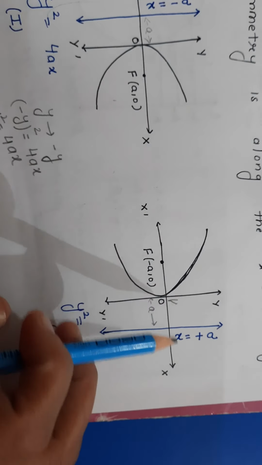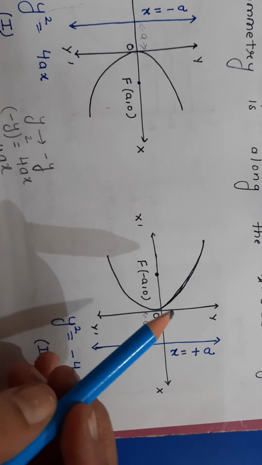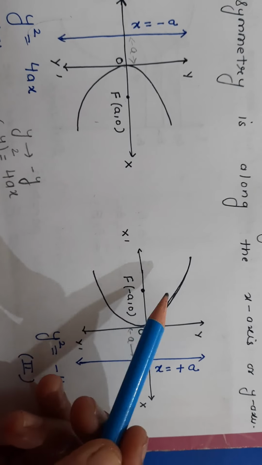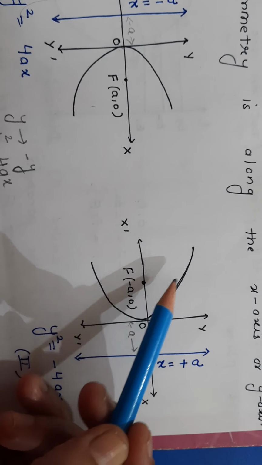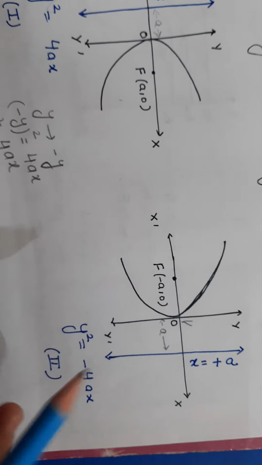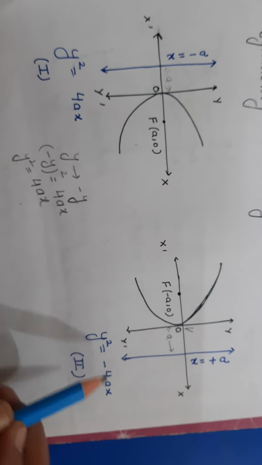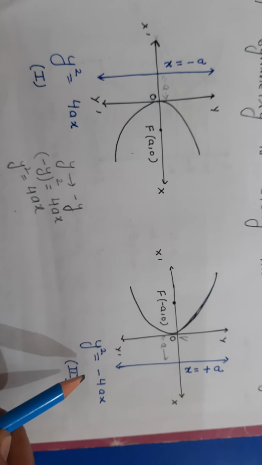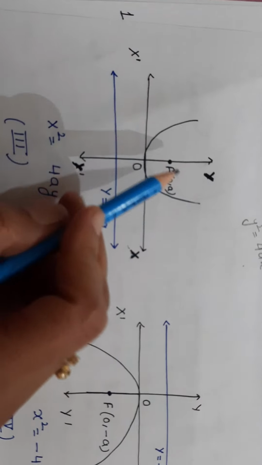Again, the focus is along the x-axis, so the axis of the parabola is also the x-axis. This parabola is symmetrical about the x-axis. The portion above the x-axis is equal to the portion below the x-axis. Or you can also check: replace y with minus y, and the curve remains the same. So this is going to be symmetrical along the x-axis.